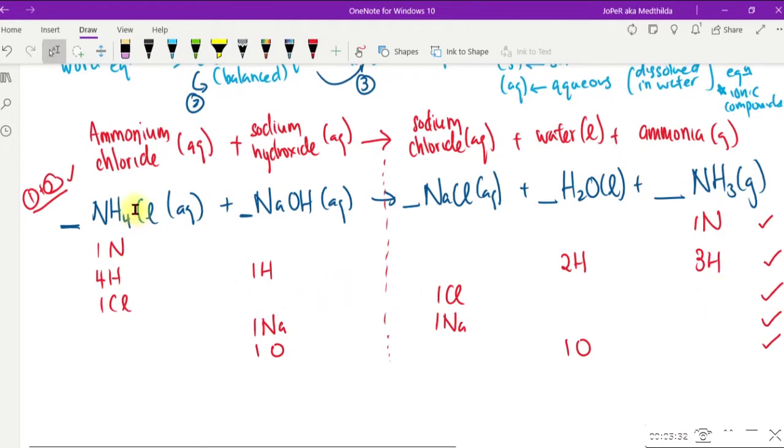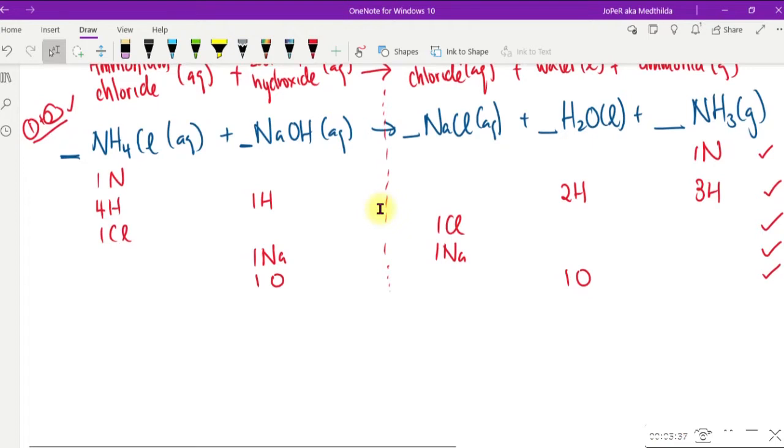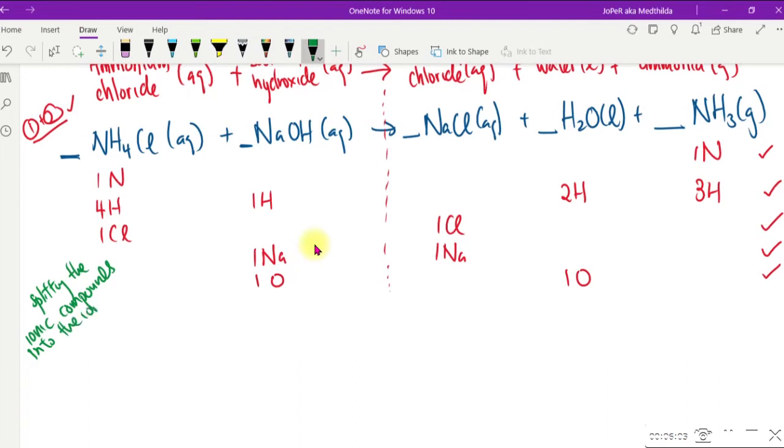So how do I go about getting this into the ionic equation? So this is where you need to split everything up. Okay, you can only split the ionic compounds in aqueous states up. So I say again, to be able to do this, take note what I'm doing from the chemical equation to the ionic equation. I'm actually splitting the ionic compounds into the ions in the aqueous state.